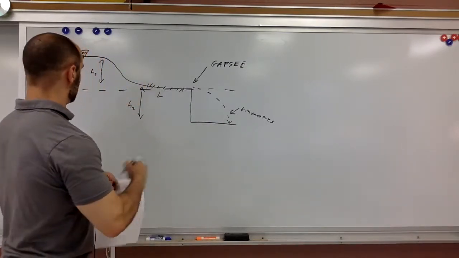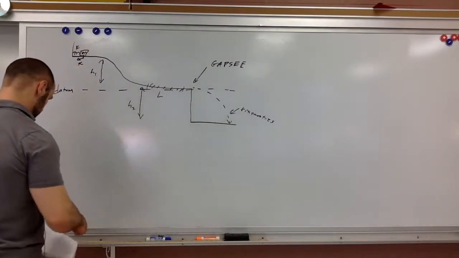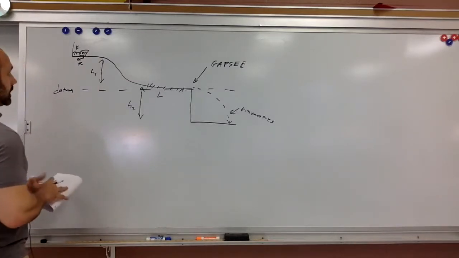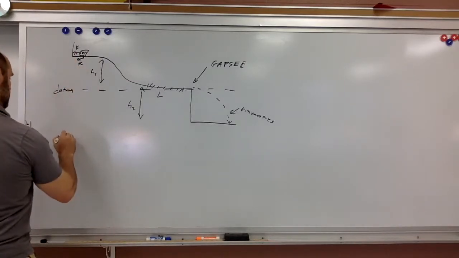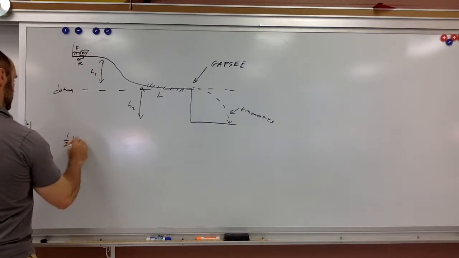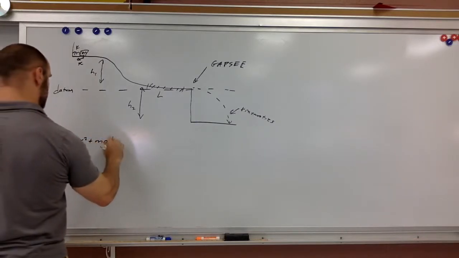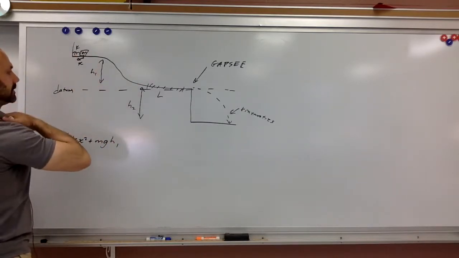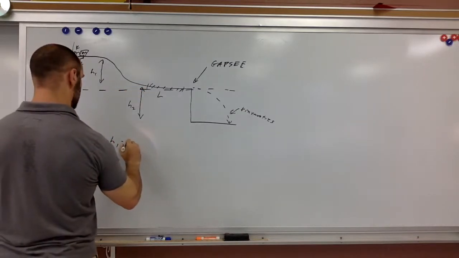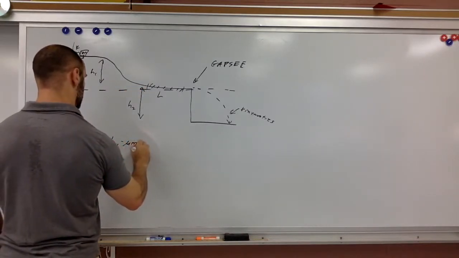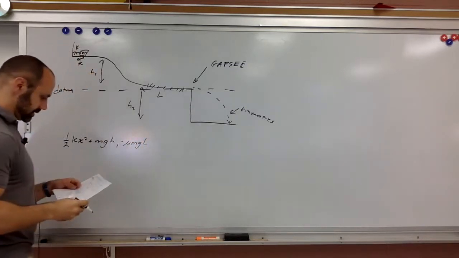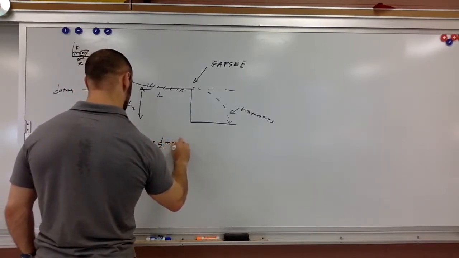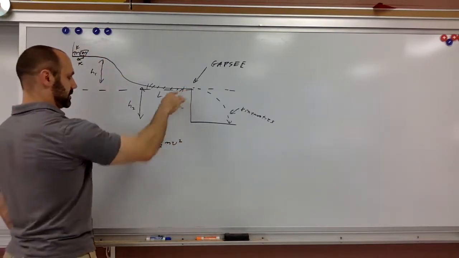So let's take a look at our GAPC equation. This is compressed, so I've got 1/2 kx squared plus mgh1. That's all the energy I have at the beginning. And then the work done by a non-conservative force is mu mgl, so L, just L, equals 1/2 mv squared. And v is the velocity at that point.